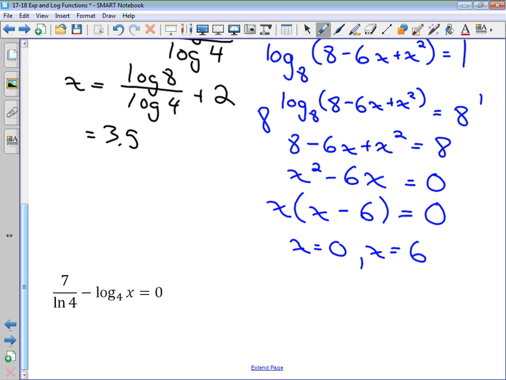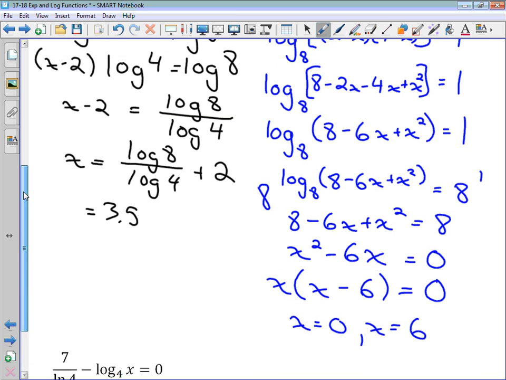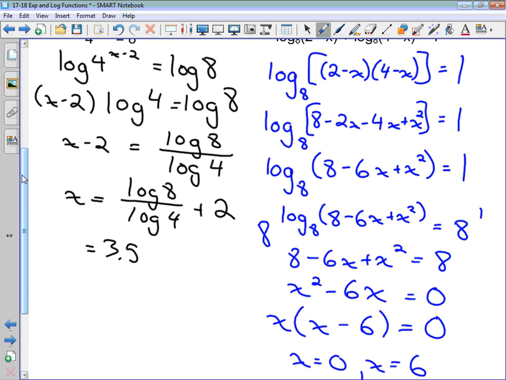Are these both valid solutions to our equation? Well, you're right that we can never take the log of something that is 0 or negative. But let's go back to our original question here. What he's saying is we need to check the domain.